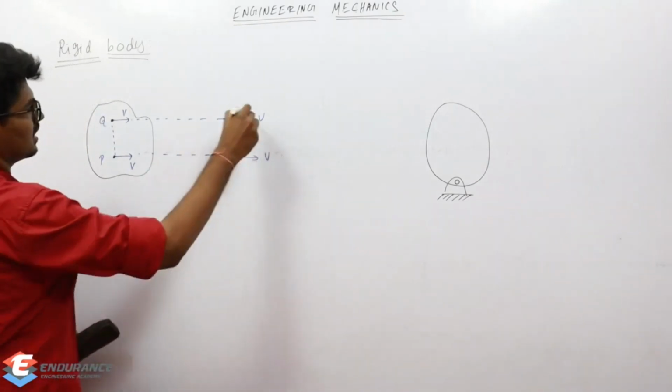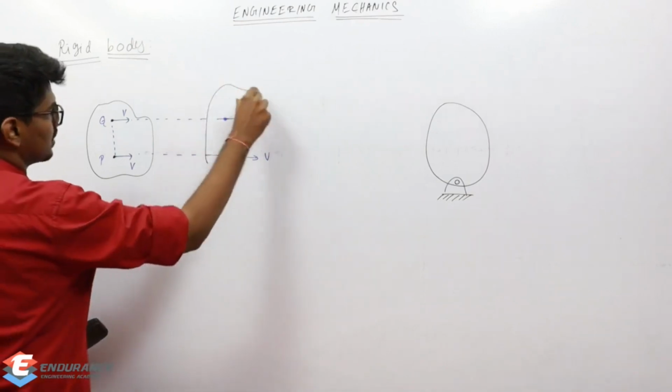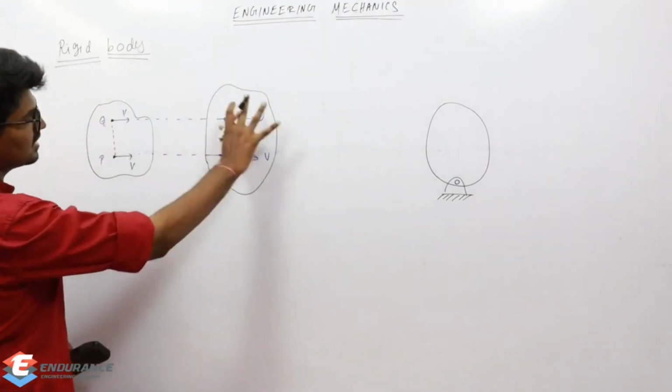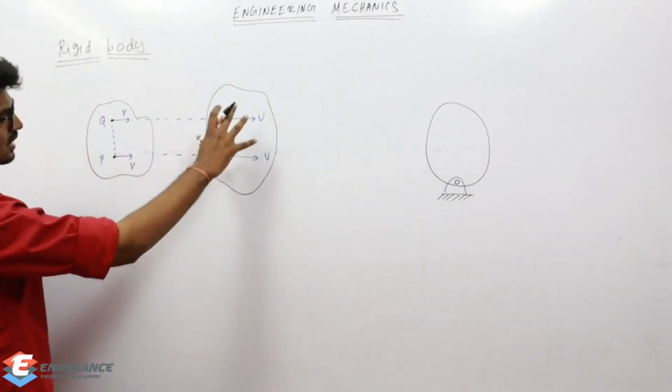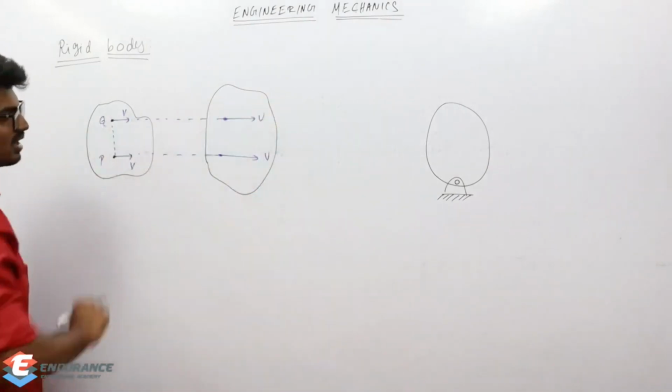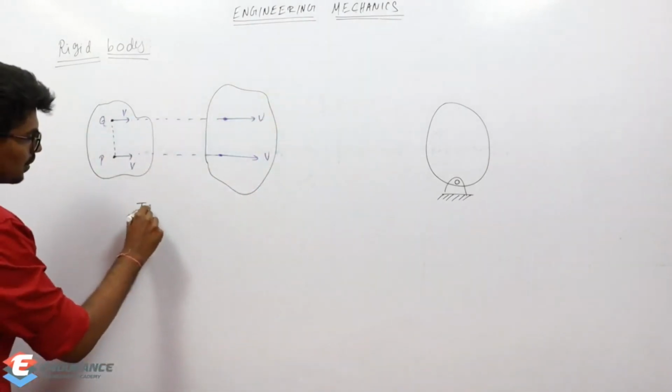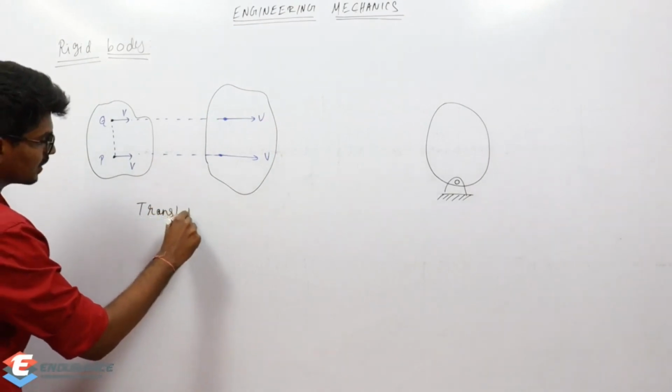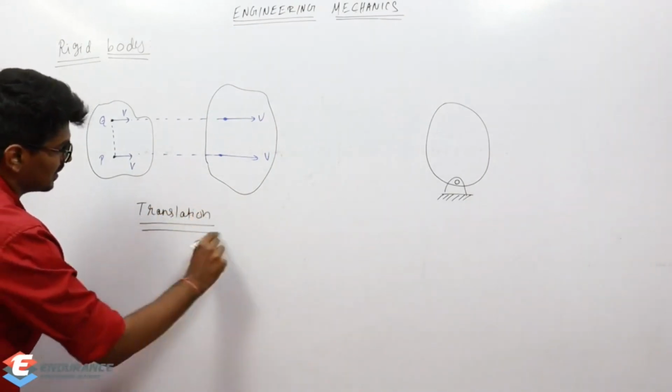So it will look something like this, I'm just drawing it approximately. So the body will just translate. Imagine the same body, the figure may be big but it is the same body. So only translation is happening, only a movement is happening.